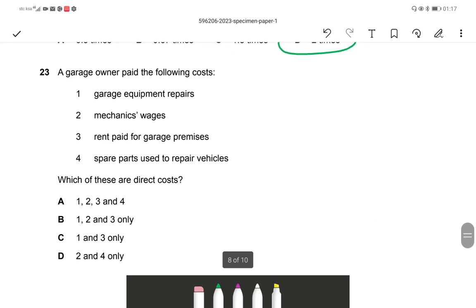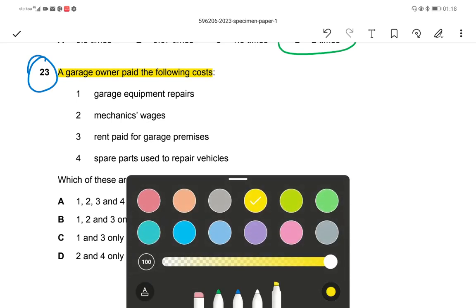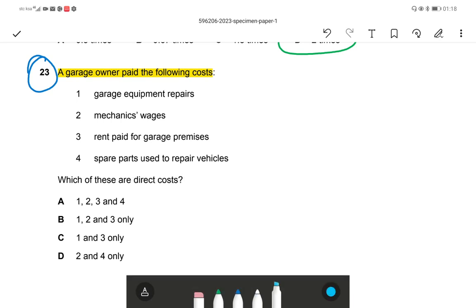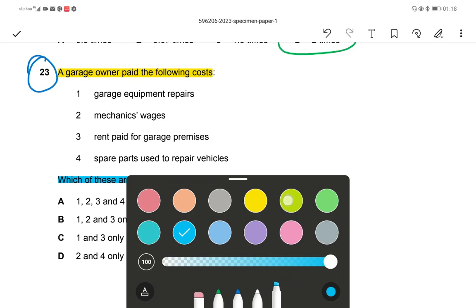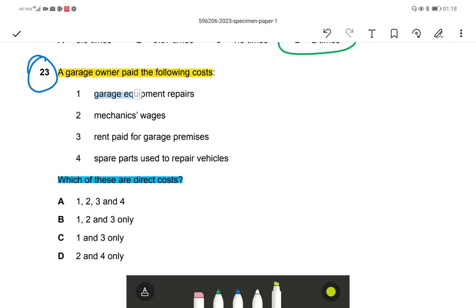Next, 23. A garage owner paid the following costs: garage equipment. What is the question? Let's check the question first. Which of these are direct costs? So the first one they have given is garage equipment repairs. Garage equipment repairs is not a direct expense.